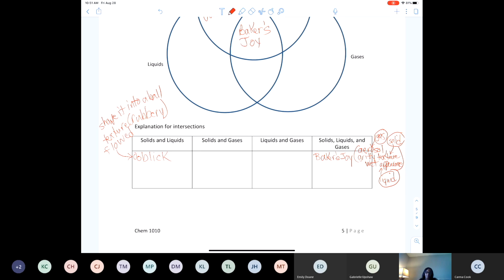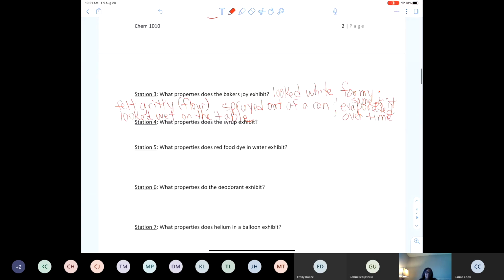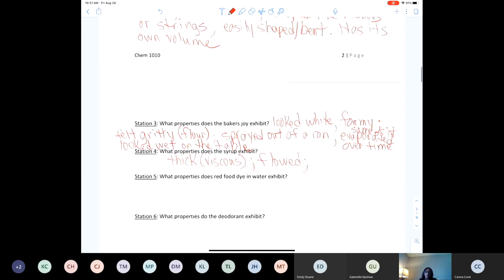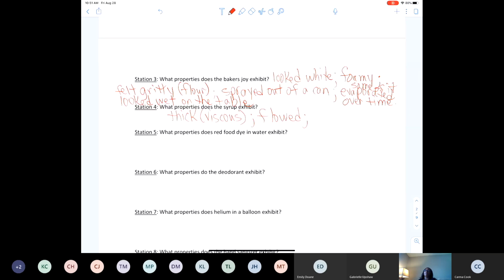Okay. What about the corn syrup at station 4? It was very thick or viscous like motor oil or molasses, but it did flow. And I put some of it in a beaker, and I could read the little markings on the beaker and determine exactly how much, as far as volume, of that syrup I had poured in the beaker. So it did have its own volume.